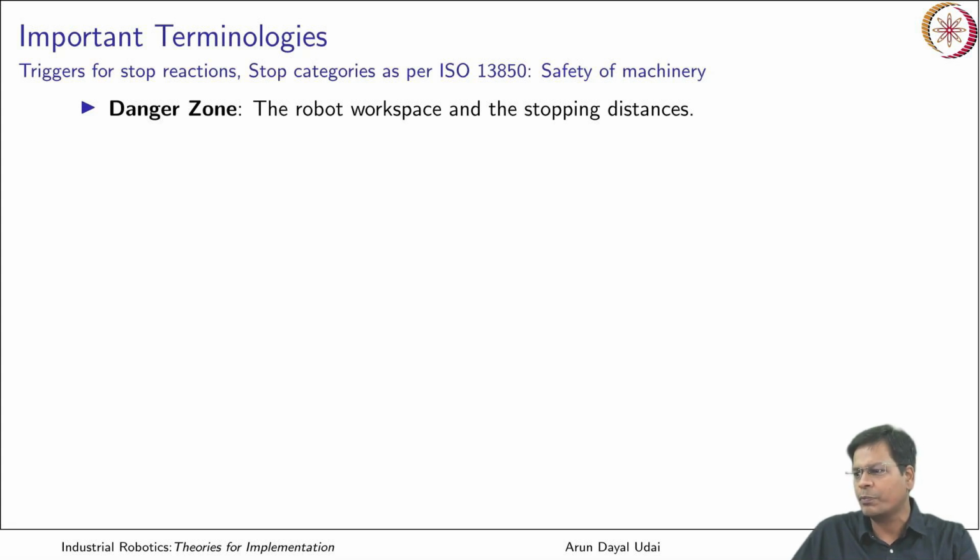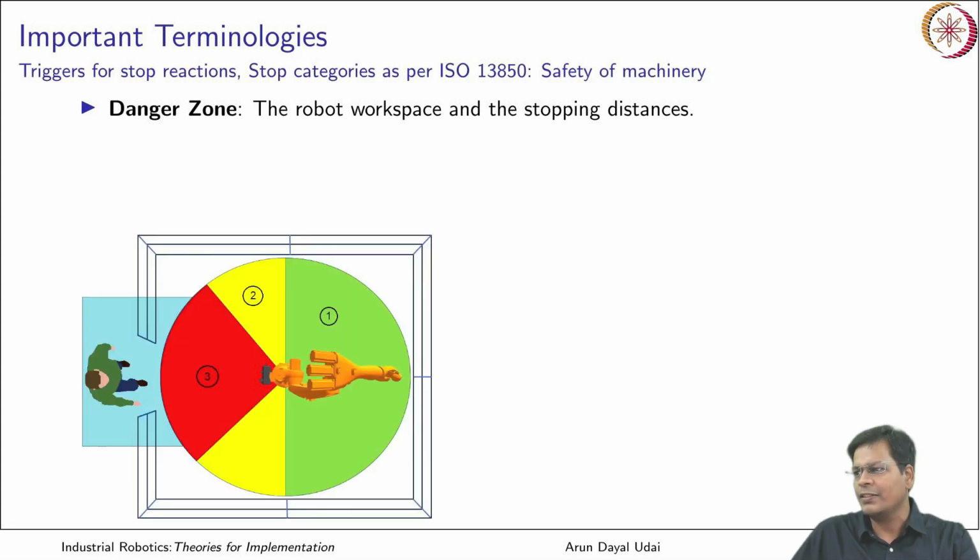Let me just show you one picture over here. You see the danger zone is marked over here as green. That is in front of the robot, that is 1, the danger zone, where a human should not enter at any cost. As long as the robot is on, you cannot enter that region. It is the robot workspace and the stopping distance also. If at all you apply a brake, it takes some time to stop. That distance is known as the stopping distance.